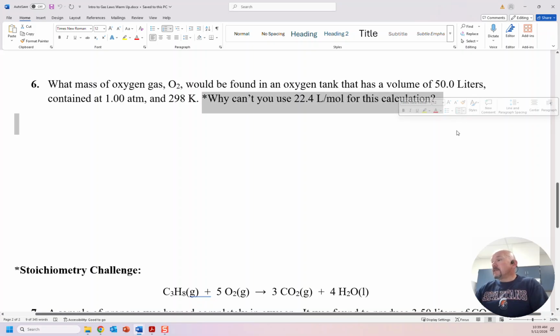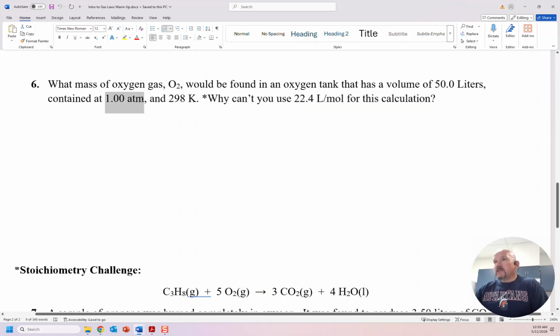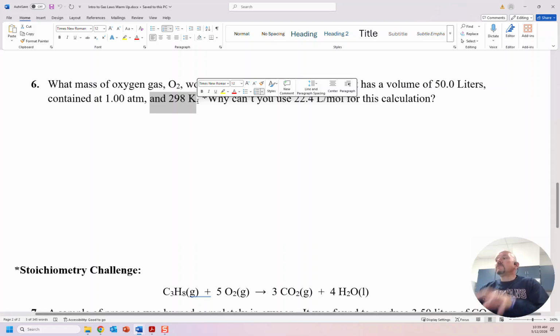Because we're not at standard temperature and pressure. We are at standard pressure, 1 atmosphere. But remember, standard temperature for gases is 273 Kelvin, not 298. So we're not at standard temperature. Remember, you can only use that 22.4 liters per mole if you're at STP. We're not at STP. So what do we do when we're not at STP? We use the ideal gas law.